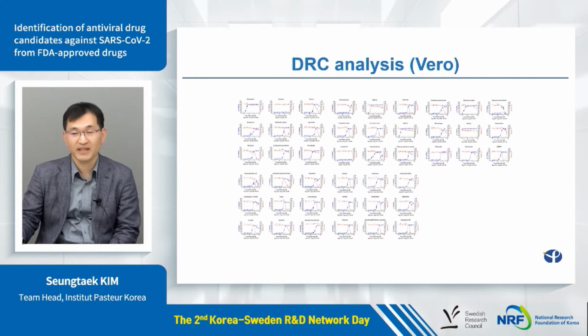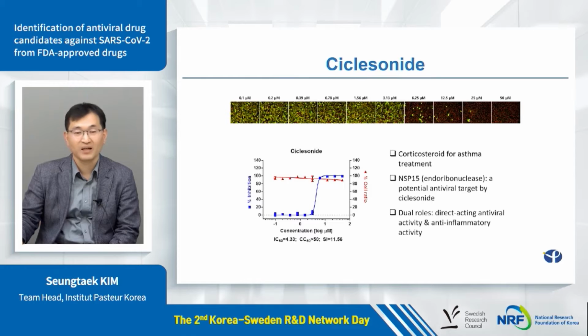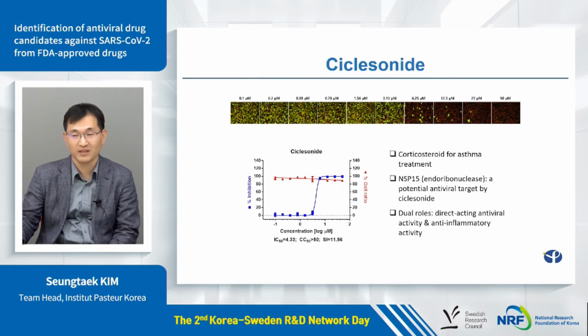And actually, we assessed the antiviral efficacy of the other 45 drugs against the SARS-CoV-2. And I'm going to talk about a few of them now. All right, the first drug that we were interested in was ciclesonide. You can see the beautiful image strip as well as the dose response curve. The IC50 was 4.33 micromolar, so approximately a half of IC50 for remdesivir. This drug is an inhaled steroid drug and originally developed for asthma treatment.